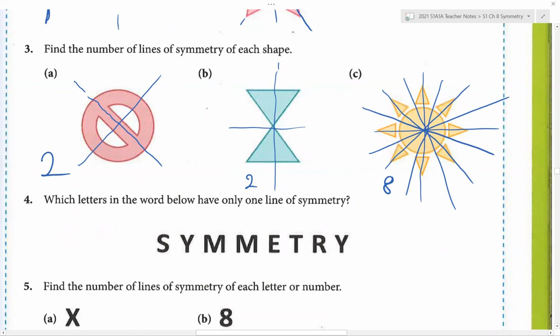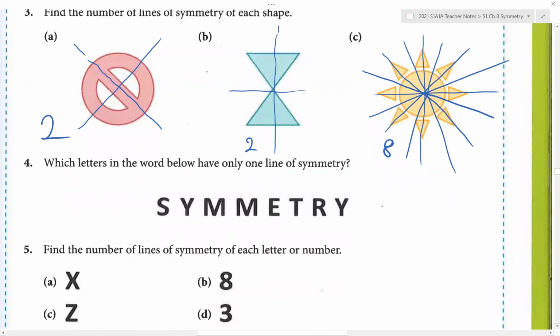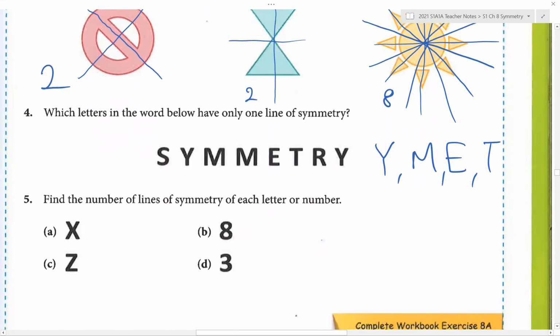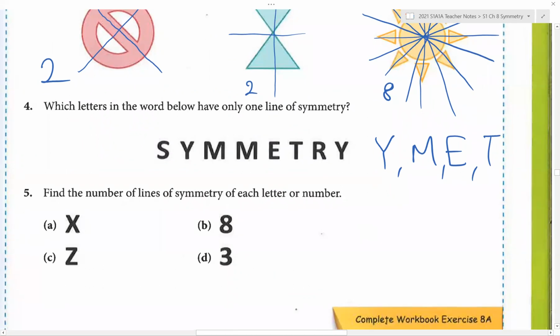Okay, now which letters in a word have only one line of symmetry? Only one. Y, M. Yes. S. Does S have any line of symmetry? S doesn't have. Find the number of lines of symmetry for each of them. Okay, so the letter X. 1. So cannot. So 2. 8 will be 2.